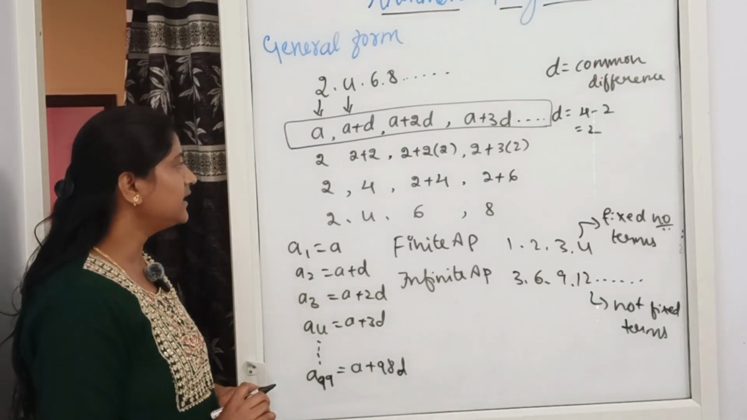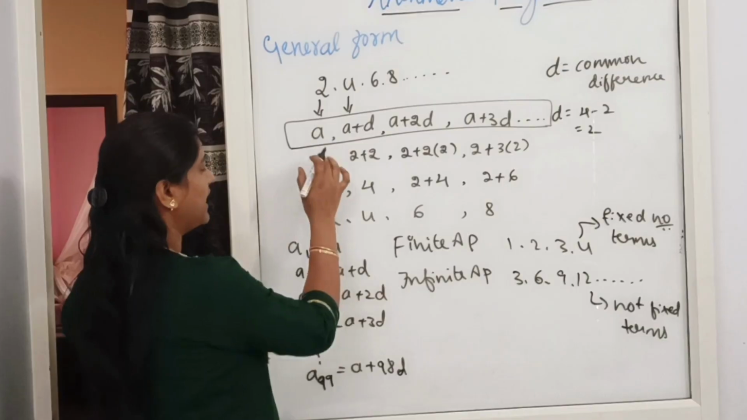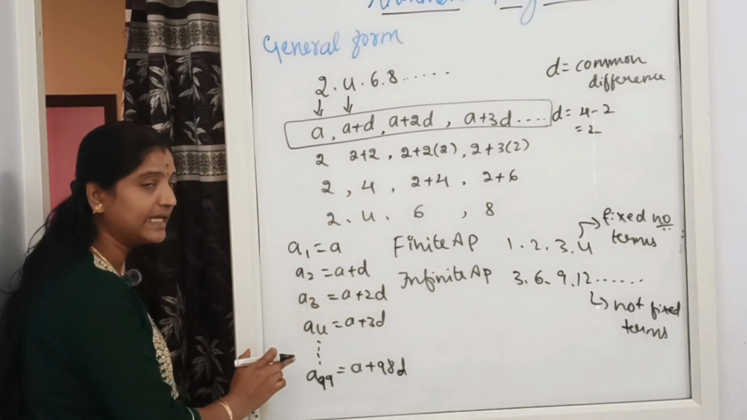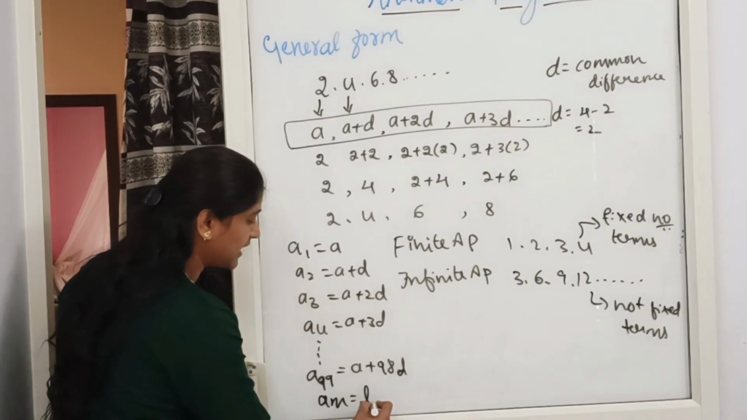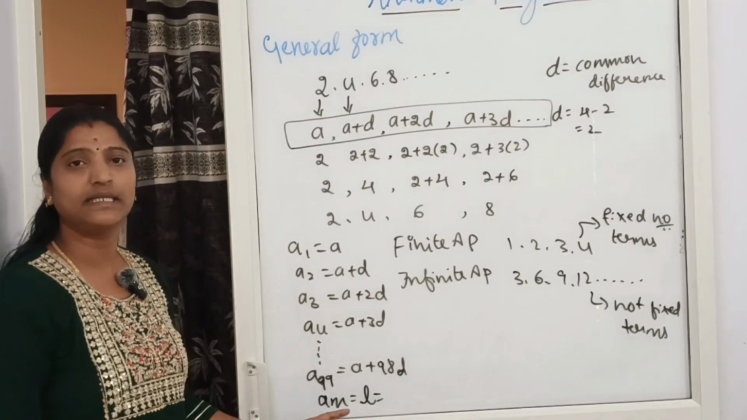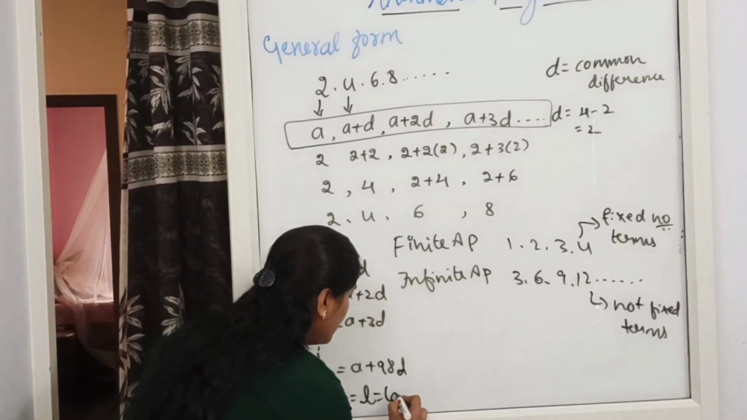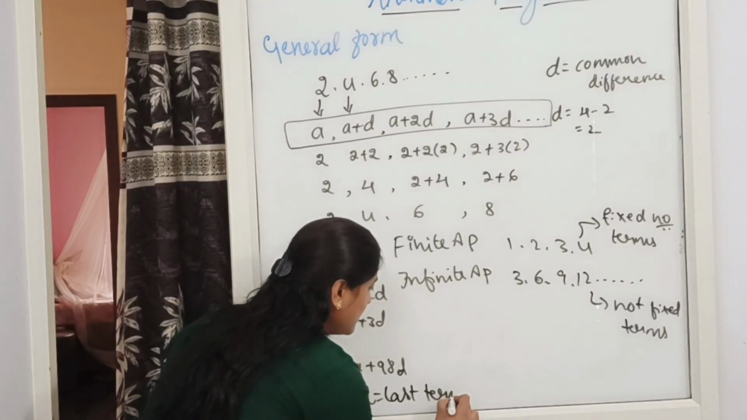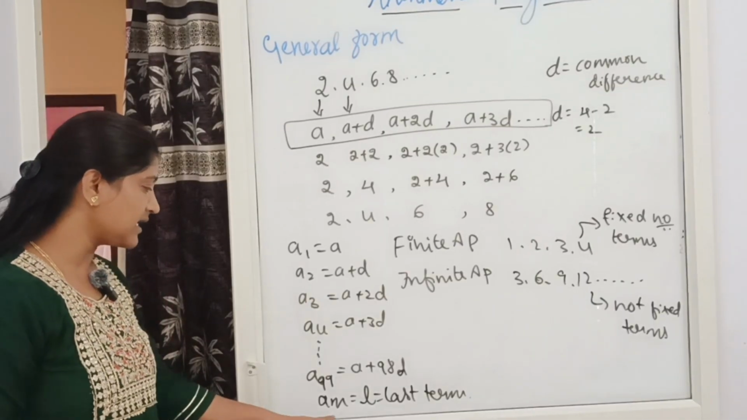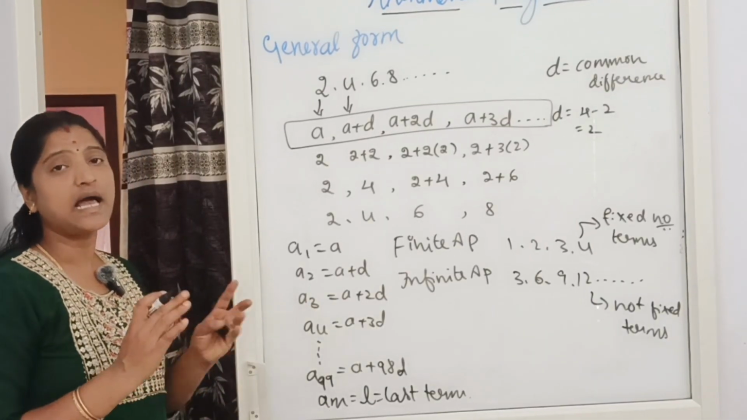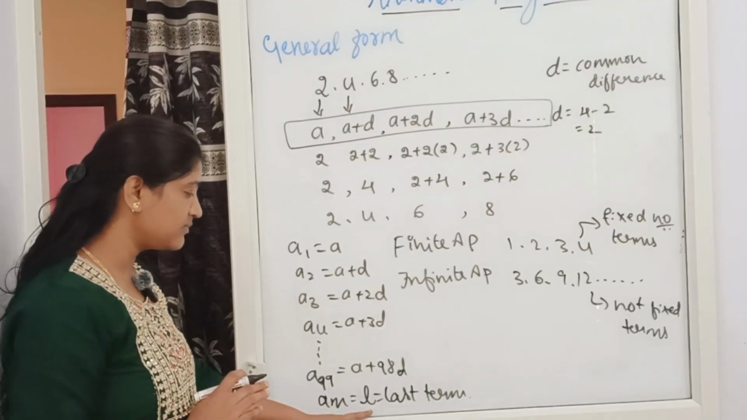Clear? And here one more thing, the last term. I said A1, A2, A3, A4 like that. The last term is represented as AM, and sometimes the small letter l also. That means that is the last term. You have to keep this in mind while doing sums, it will also include this concept. AM means it is the last term, it is also represented by small l.